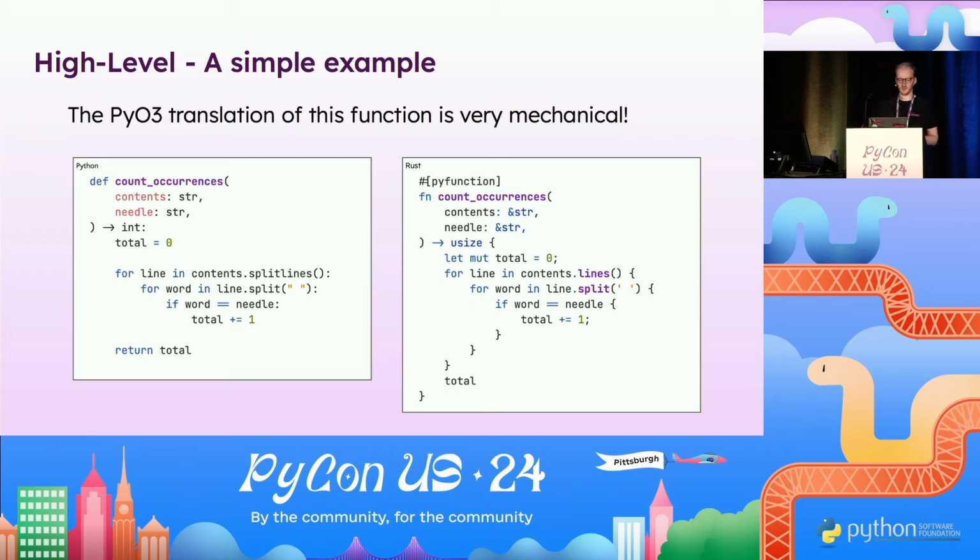But otherwise, even the iteration is the same: for line in contents.lines, for word in line.split. So if you are a Pythonista wanting to experiment with Rust for the first time to replace a hot loop, I really believe that this can feel accessible. And if you do this for this particular function, on this laptop here, I found that you end up with something that's somewhere between 2 and 4 times faster.